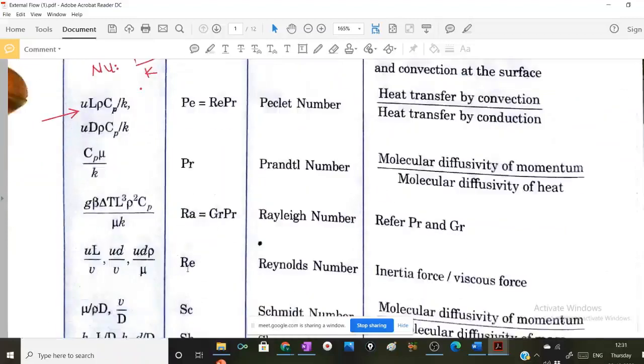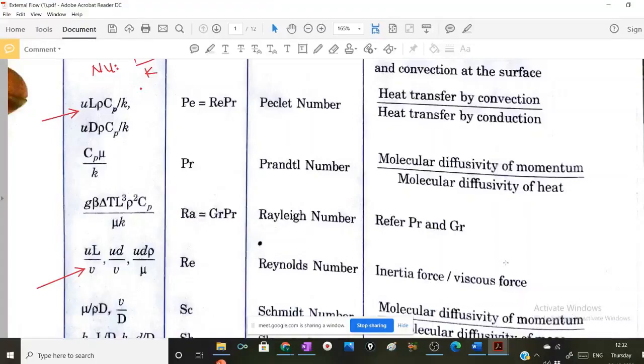Then the Reynolds number, again a very important non-dimensional number. Depending upon whether the fluid is flowing over a flat plate or through a pipe, Reynolds number can be calculated as U into L over nu, U into D over nu, or U into D into rho over mu. All are the same; only the characteristic length has changed. And Reynolds number is the ratio of inertia force to the viscous force.